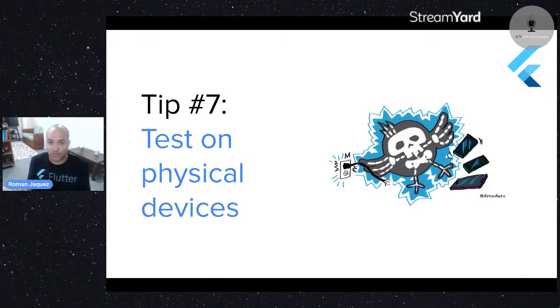Maybe you can take advantage of Black Friday. You can buy cheap Android devices. You can use those as your testing devices, but make sure that before you publish your applications, you test it on a physical device, because your users eventually will be consuming it through there. So don't forget, tip number 7, test on physical devices.